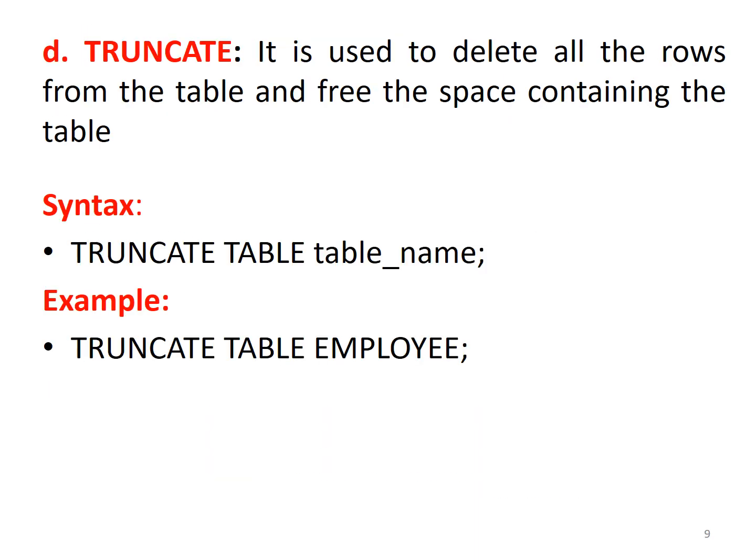Next we have TRUNCATE. It is used to delete all the rows. That is the meaning. After defining the structure, once we have done the CREATE TABLE part, we can insert the records, and that can be done with the help of DML. Once we have inserted some records in your table, suppose you want to remove those records, then we can use the TRUNCATE command. It is used to delete all the rows from the table. So the syntax: TRUNCATE TABLE, table name, and the example: TRUNCATE TABLE employee, where employee is the entity name.